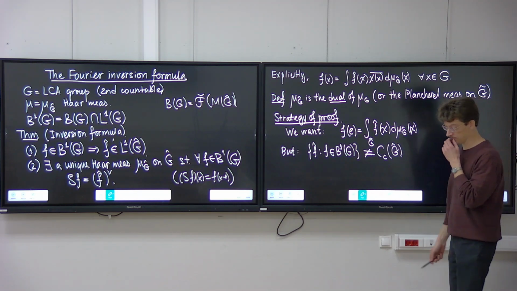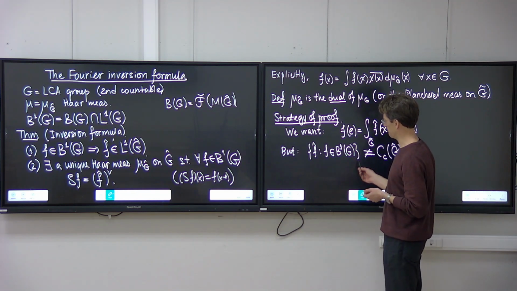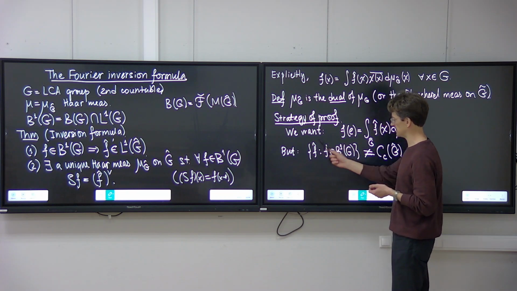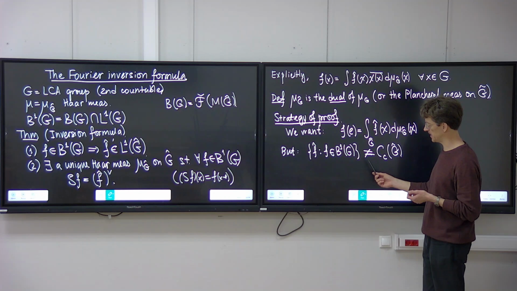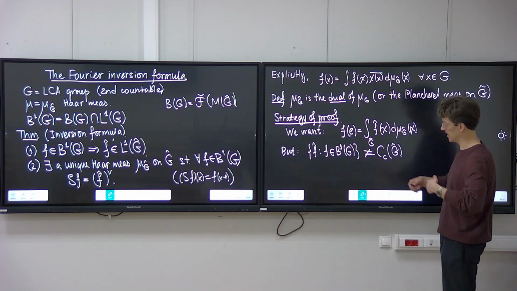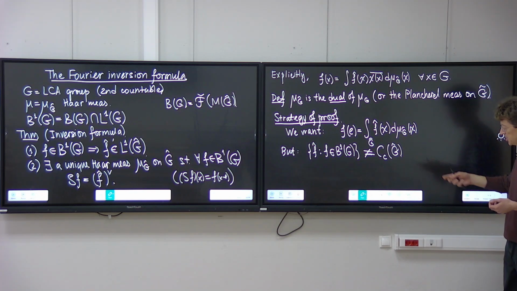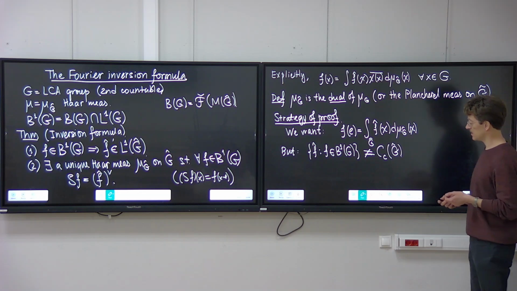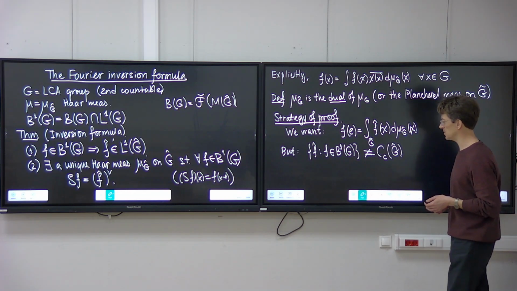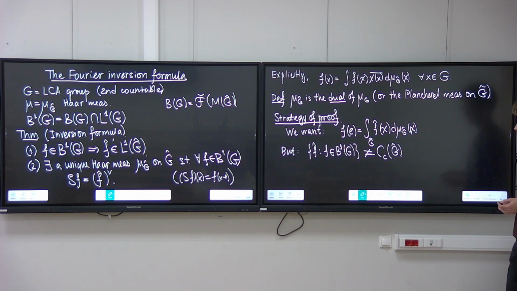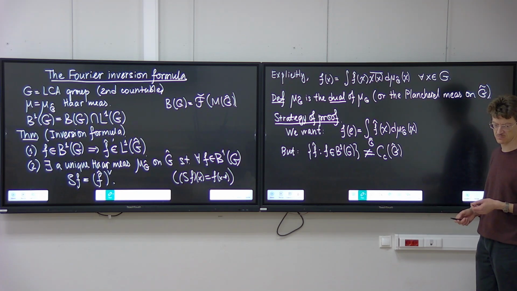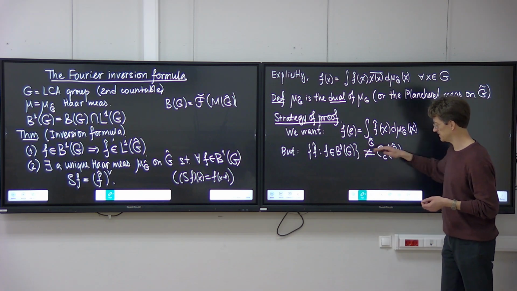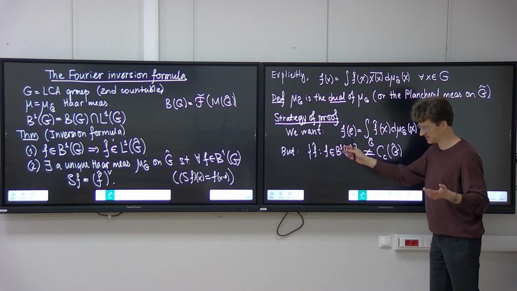In fact, the inversion formula rather easily implies that this set is precisely B1 of G hat. So the Fourier transform takes B1 of G bijectively onto B1 of G hat. But in general, a function in B1 is not necessarily compactly supported. And conversely, not every compactly supported continuous function sits in B1. So this is not contained in here, and this is not contained in here. They are different.